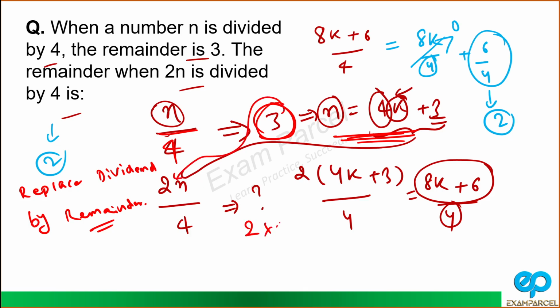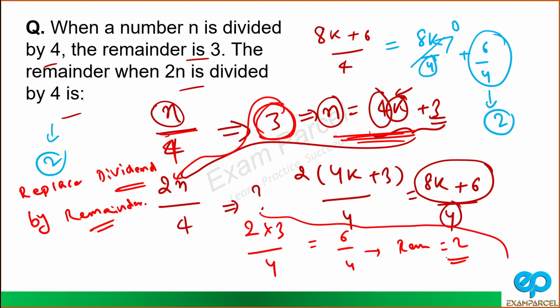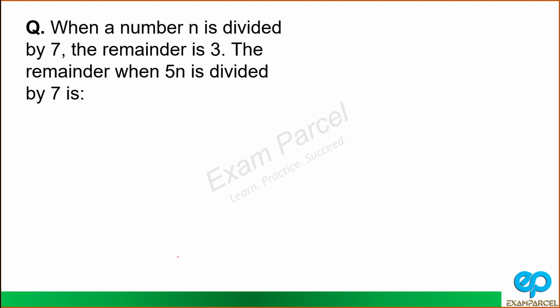So 2 into 3 by 4. Simply I can replace my dividend by remainder. So 2 into 3 by 4, 6 by 4, and this is going to give me a remainder of 2, right? So this is a shortcut method. This is the strategy that we use actually. We can replace our dividend by remainder. Okay, so now let's look at another question.